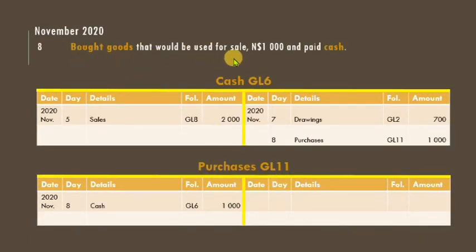Bought goods that would be used for sale and paid cash, this is purchases in cash. So cash will be credited and purchases will be debited. Do you see in cash we now already have 3 different transactions, but we are just continuing and it is in a chronological order according to dates. So cash will be credited and the other account is purchases. Purchases is debited and the other account is cash.